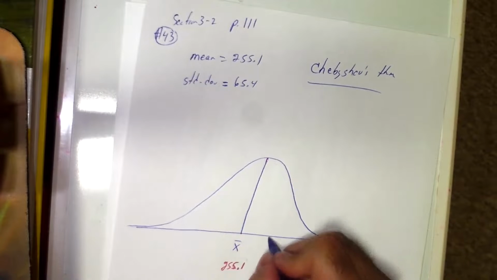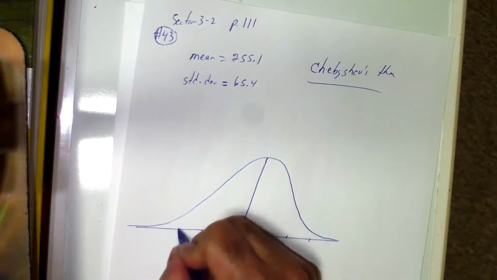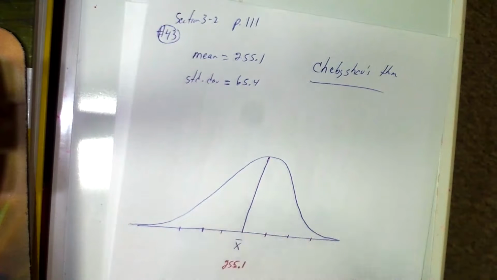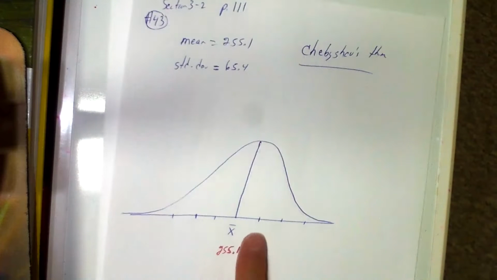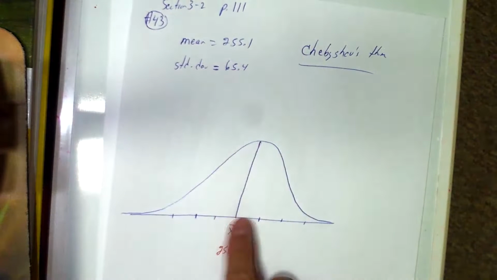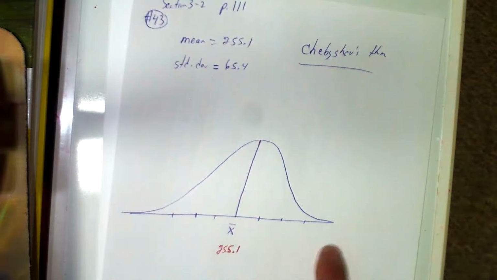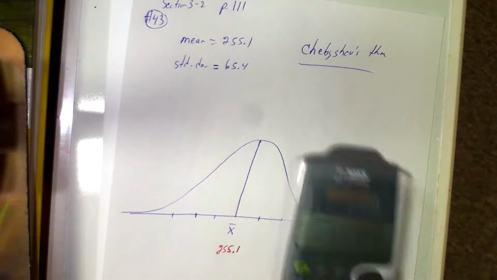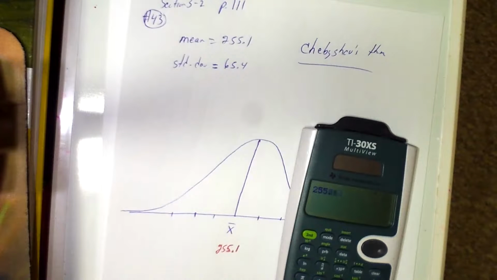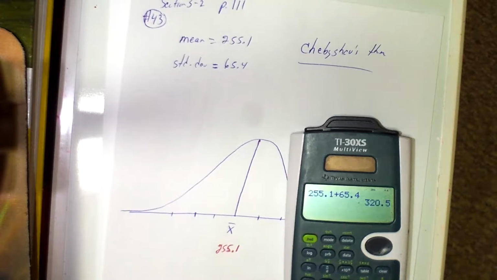All right, and I'm going to go ahead and start doing like I did with the empirical rule, right? So how do I figure out these tick marks? I'm going to add as I go right. I'm going to add 65.4 as I go forward, right? So let me take out my calculator, and I'm going to add 255.1 plus 65.4. I get 320.5.